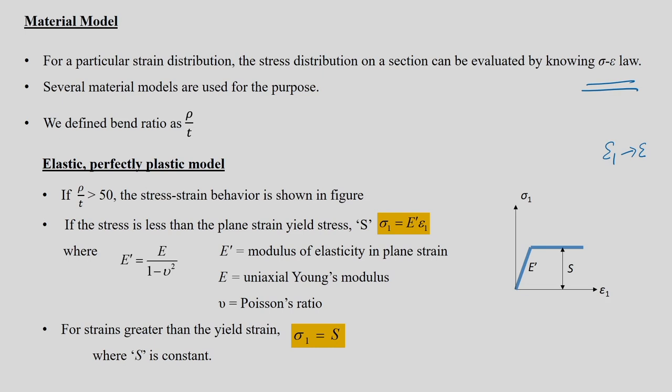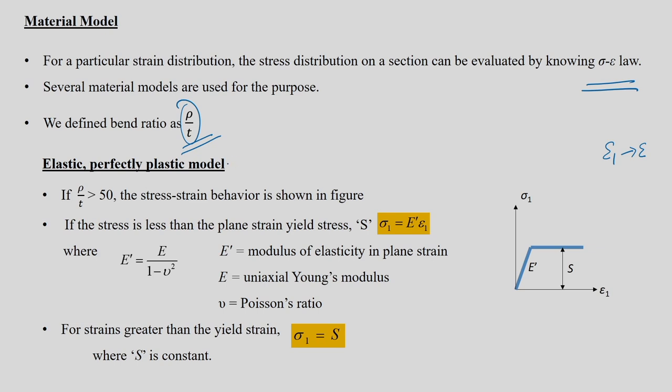And when we do that, we have to define something called rho by T, that is called bend ratio. This rho by T is going to be useful for us, where rho is your radius of curvature, same thing which you defined, and T is the sheet thickness. This ratio is called rho by T. So now there are a few choices we have.